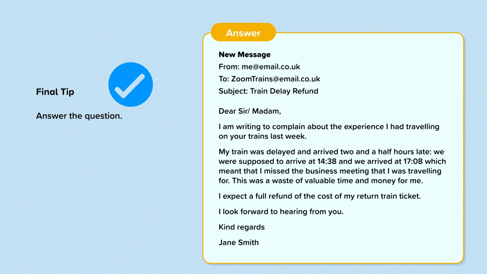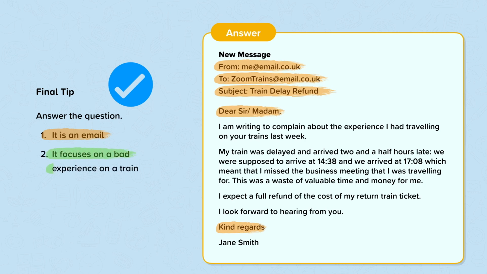We can tell that this response is answering the question because it is clearly an email. We can see that it is using all of the features of an email, such as including the email address, the subject, and formal openings and closings. It also answers the question and focuses on a bad experience on a train.